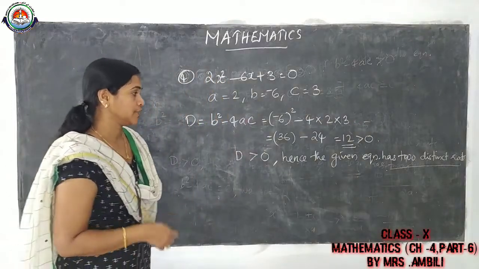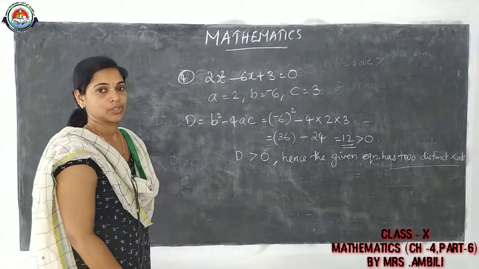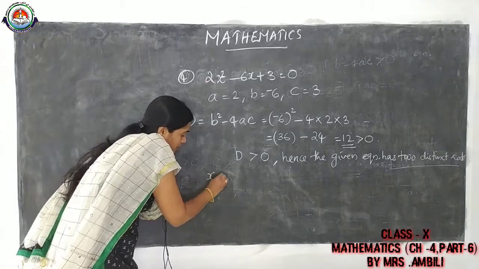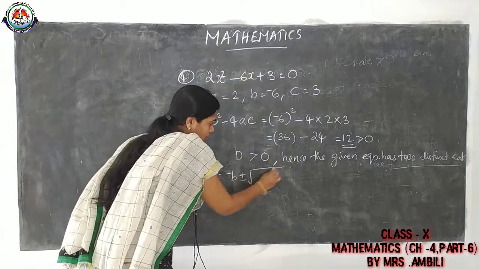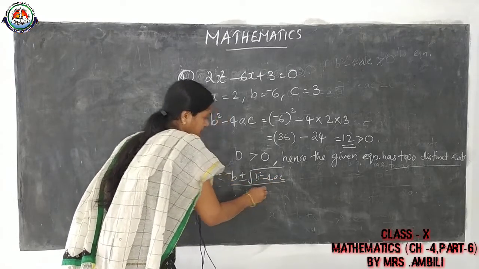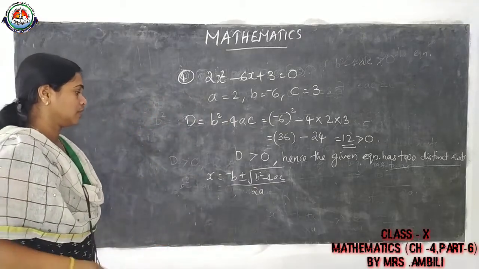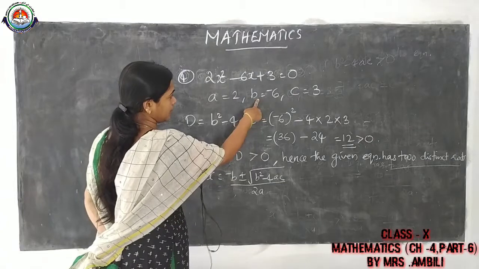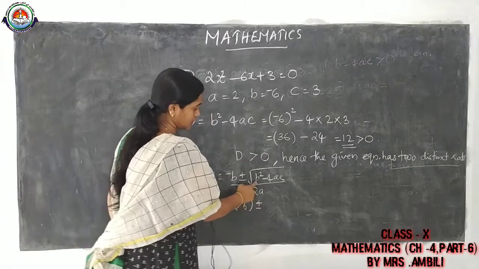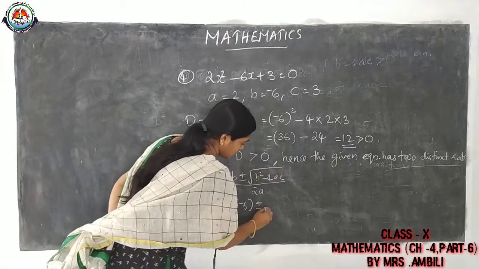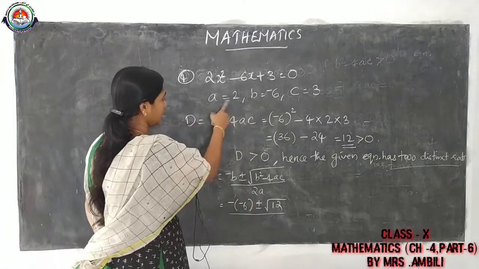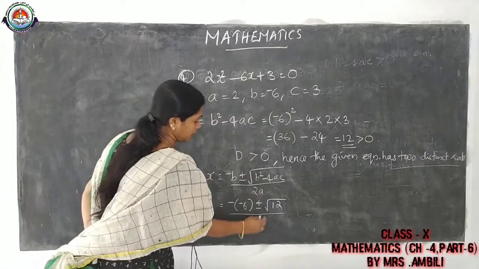So in our question you need to find out the roots also. Okay. So we can apply the quadratic formula. What is the quadratic formula? X equal to minus b plus or minus root b square minus 4ac by 2a. Apply the values. What is minus b? Here b is minus 6. So minus b means minus of minus 6 plus or minus root of b square minus 4ac, we got 12, so root 12, divided by 2 into a. What is a? A equal to 2. So 2 into a means 2 into 2 equal to 4.